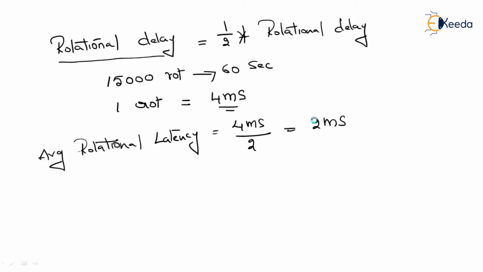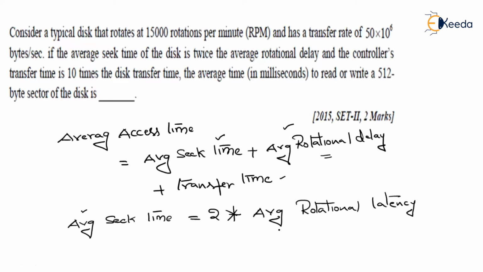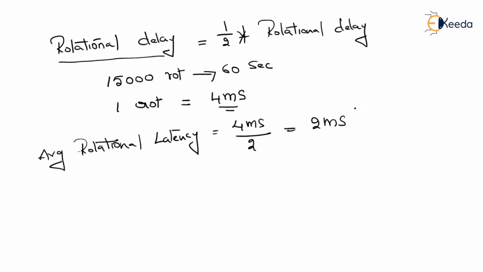Now here we got 2 into average rotational delay is equal to average seek time. So average seek time is equal to 2 into 2 milliseconds, which is equal to 4 milliseconds. This is given as the average seek time of the disk is twice the average rotational delay. So average seek time is 4 milliseconds and average rotational delay is 2 milliseconds.